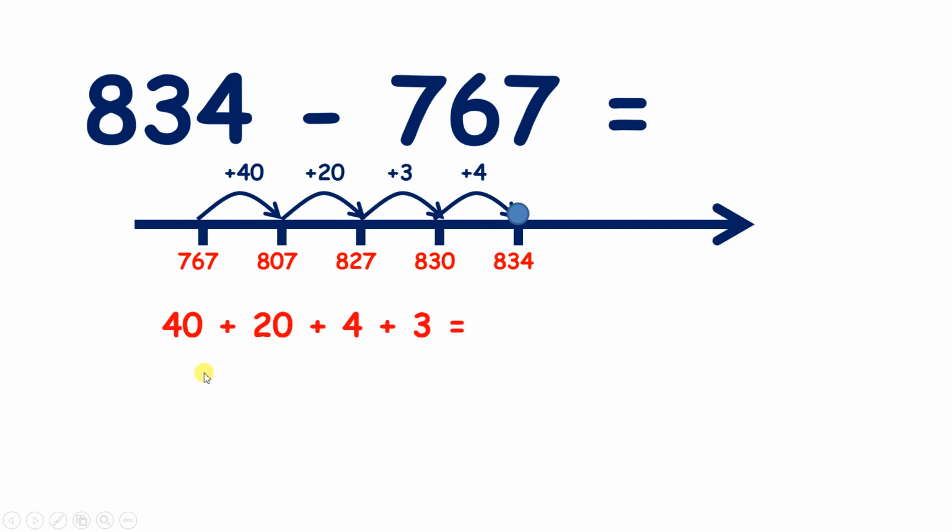So we added 40, 20, 4 and 3. 40 and 20 makes 60, 4 and 3 makes 7, so we added a total of 67. So we know that 834 minus 767 equals 67.